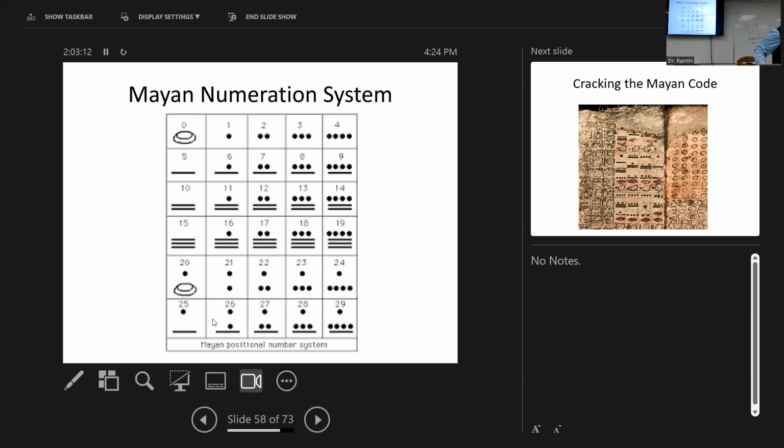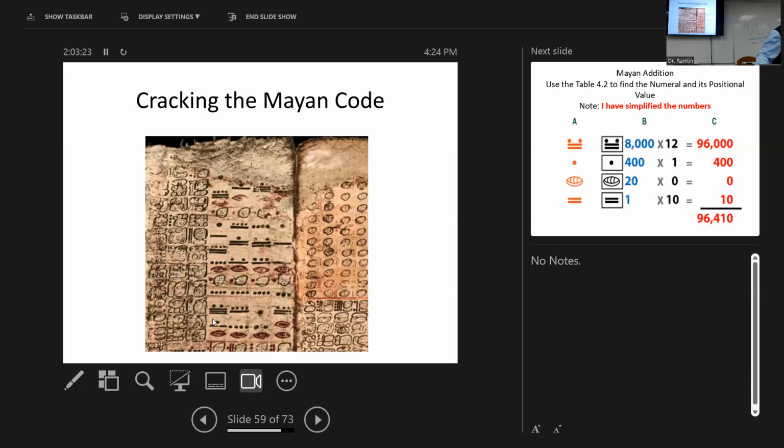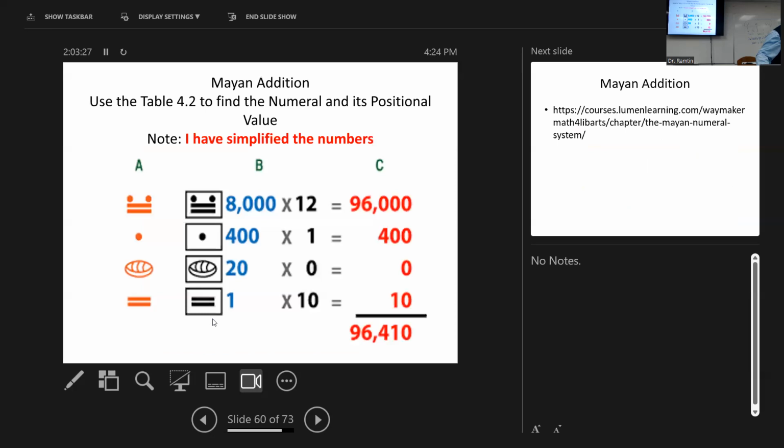it there for you also. It's kind of tricky because it goes vertically. And these are from the clays from Maya. Okay, here, let's look at this example. And I simplified the numbers just for the sake of easier calculation.